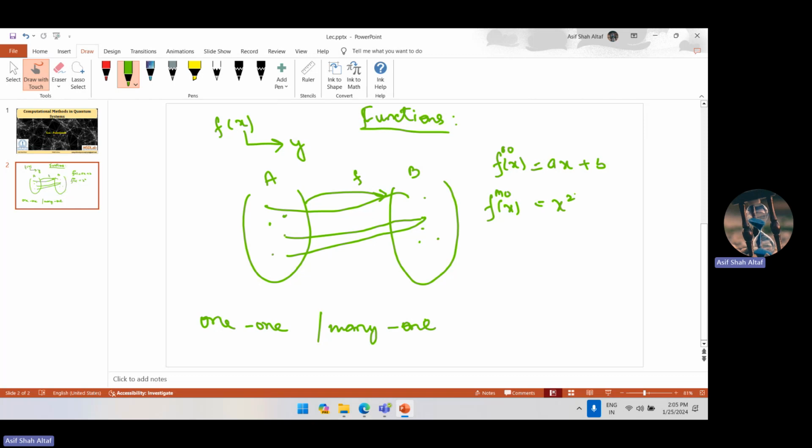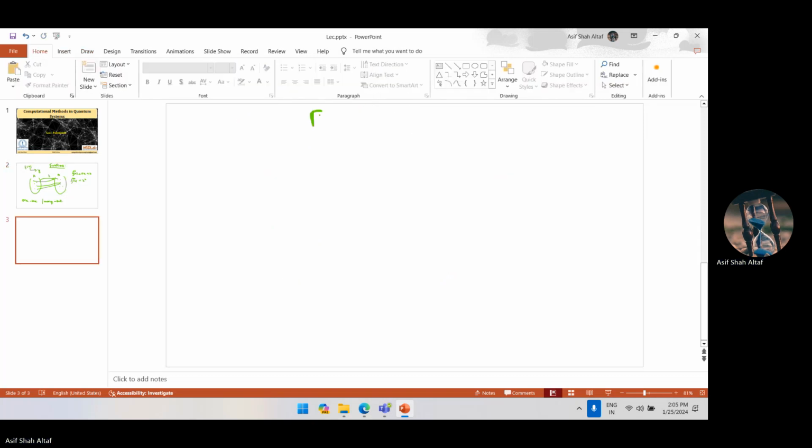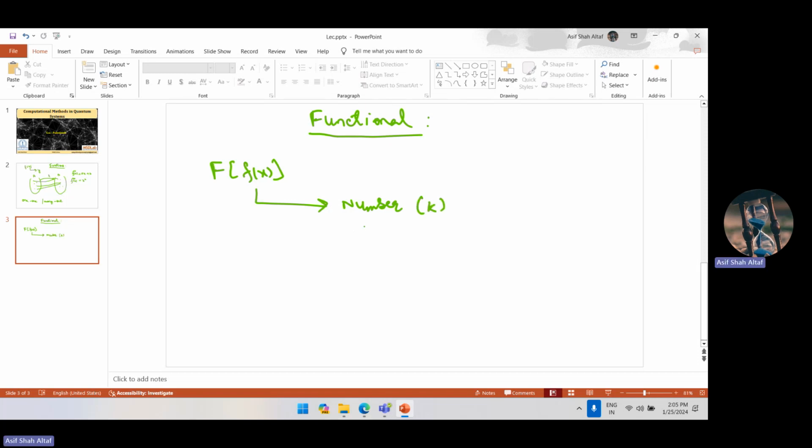But in today's class, we'll be talking about what are called functionals. A functional is written like this, and what it does is assign a number to a particular function, f of x. The functional is denoted by a capitalized letter. So if you give it a function, it will give you out a number, say k.